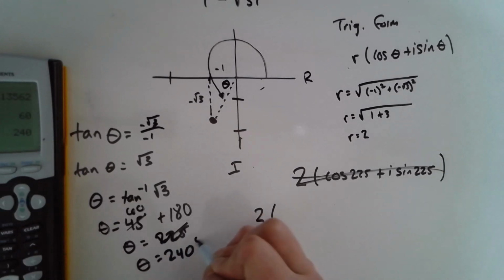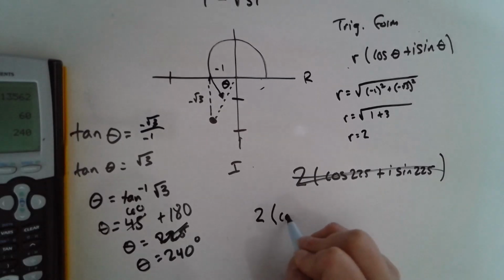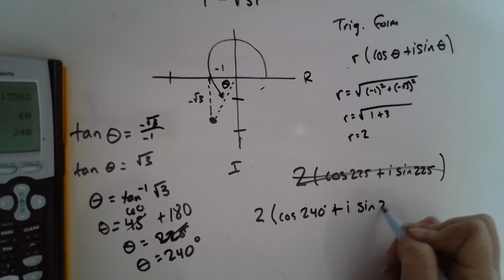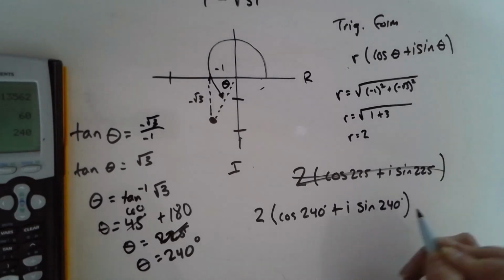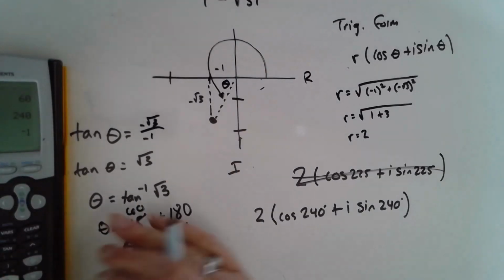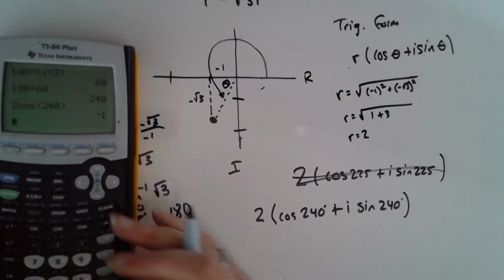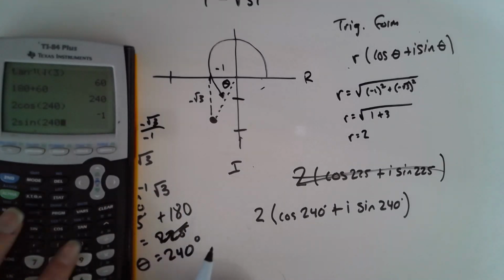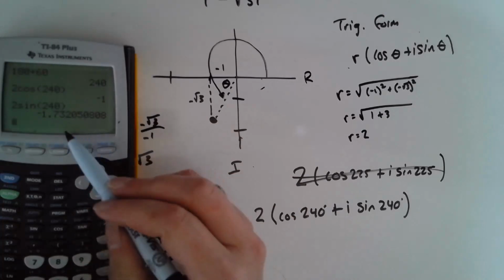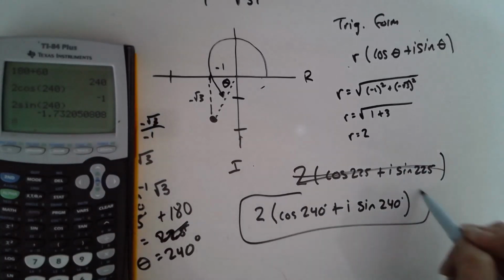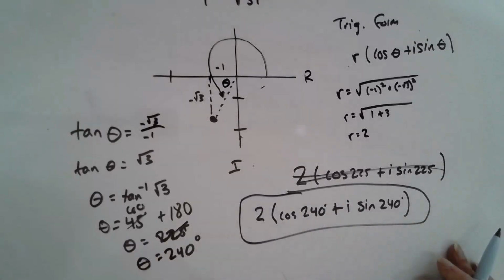Sorry. Okay, so this is 2 cosine 240 plus i sine of 240. Let's check that. 2 cosine 240, negative 1. Good. I'm just checking it. And then 2 sine of 240, negative 1.7, or negative square root 3. Good. So here is my trigonometric form.